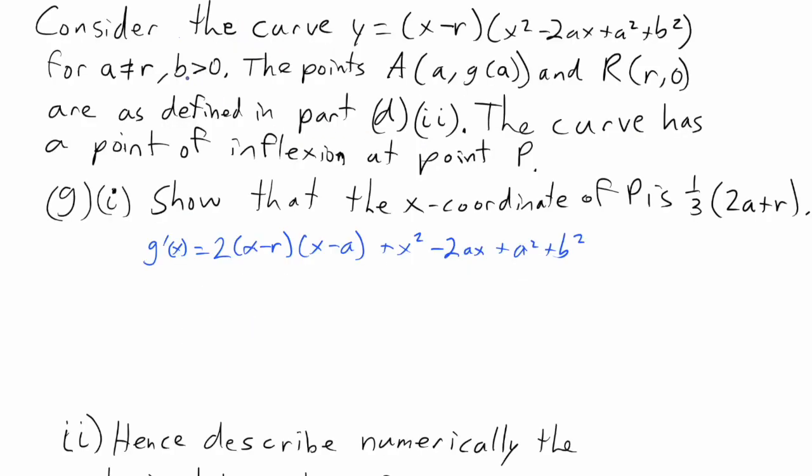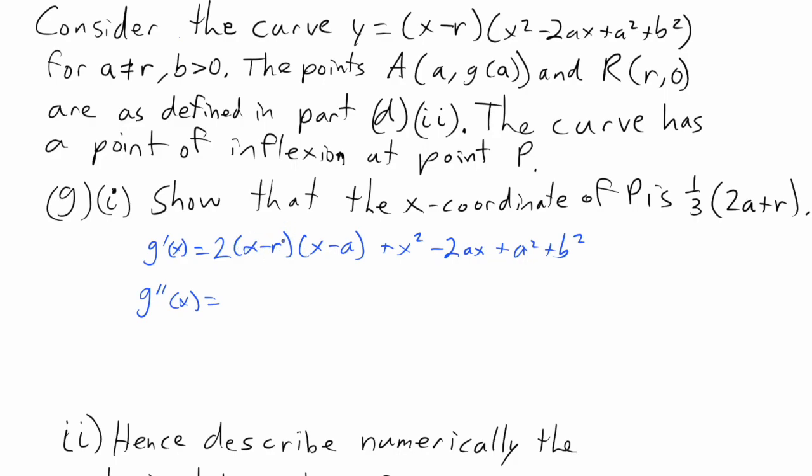In this next question, we consider the curve. We're back to the general curve, not the specific one above. The curve has a point of inflection at point P. So if it's talking about point of inflection, we need to get the second derivative. We have the first derivative from before, so let's get the second derivative by getting the derivative of this.